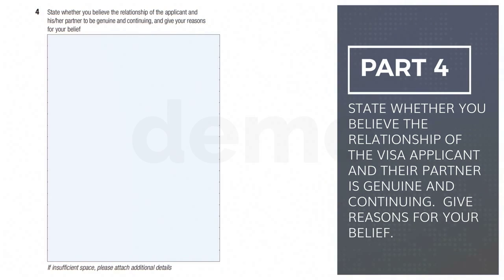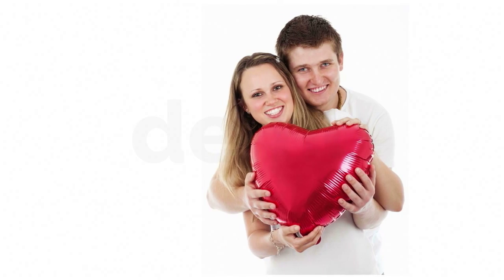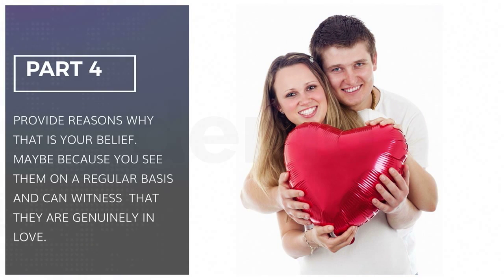At point 4 of the DIPB Form 888, you're asked to state whether you believe the relationship of the visa applicant and his or her partner, fiancé, or spouse to be genuine and continuing, as well as to give reasons for your belief. Obviously, what information you provide in this section must be your actual and genuine answer to the first question initially. That is, do you believe the relationship between the visa applicant and his or her partner, fiancé, or spouse is a genuine and continuing one? From there, you're asked to provide reasons why that is your belief.